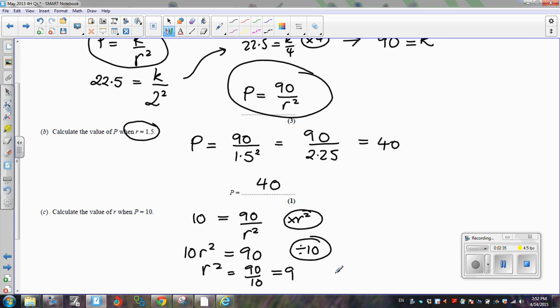Well, that's 9. And if R squared is equal to 9, then it means that R is going to be, now we could say plus or minus 3, two possible answers here, but R is the radius of a pipe. You can't have a negative radius, so R must be 3.